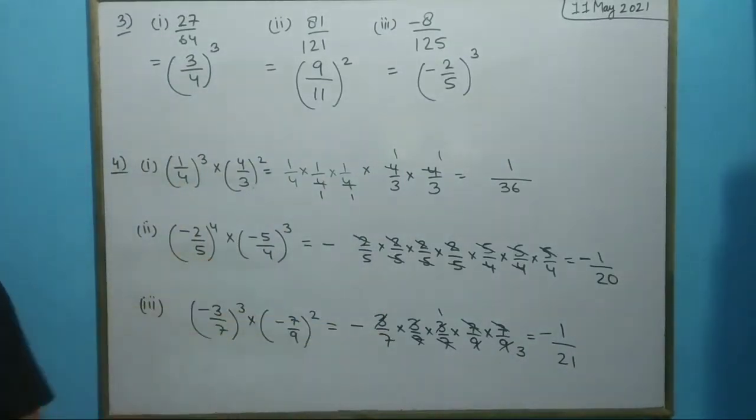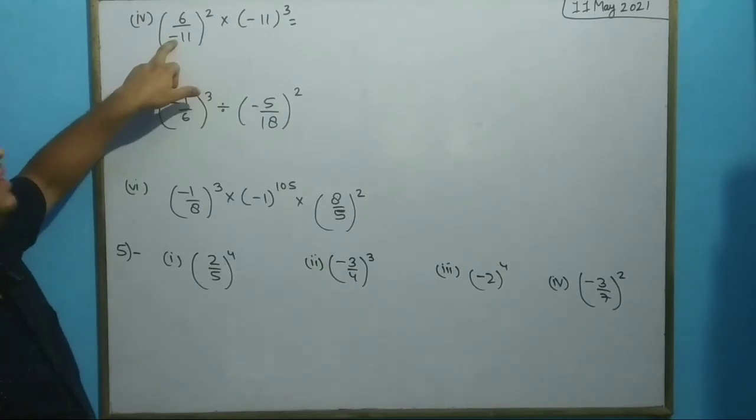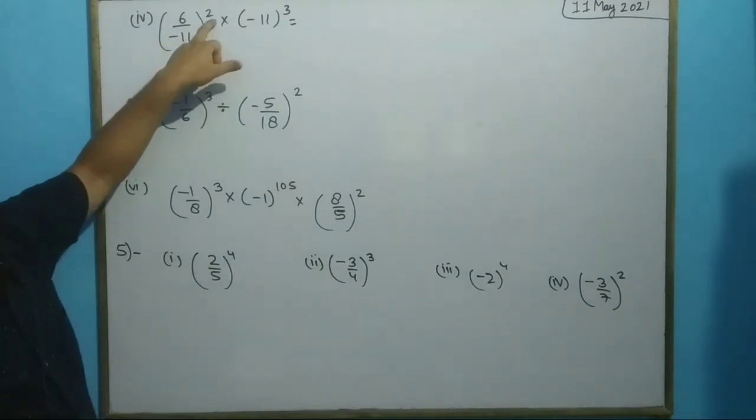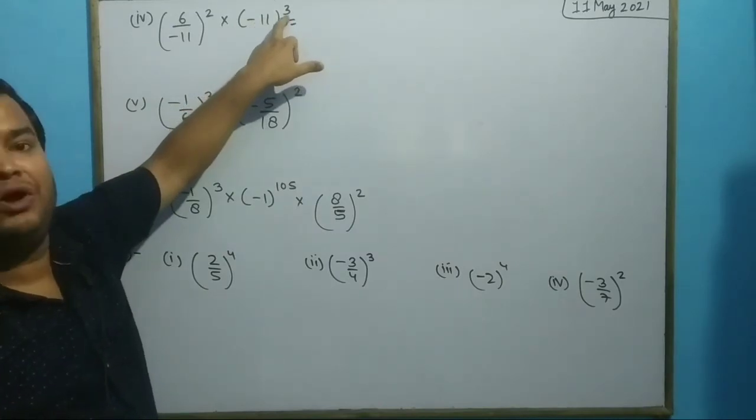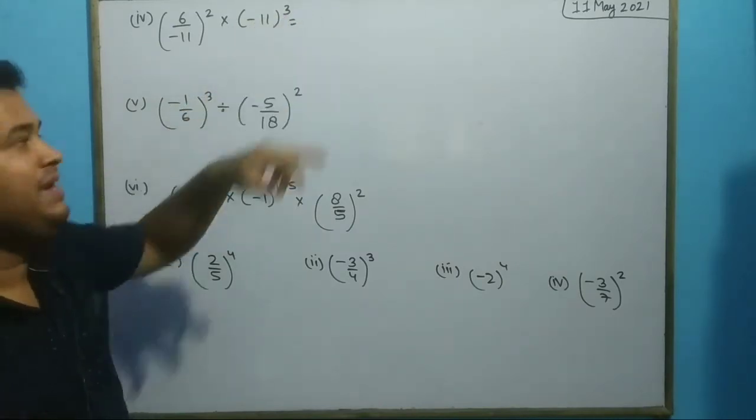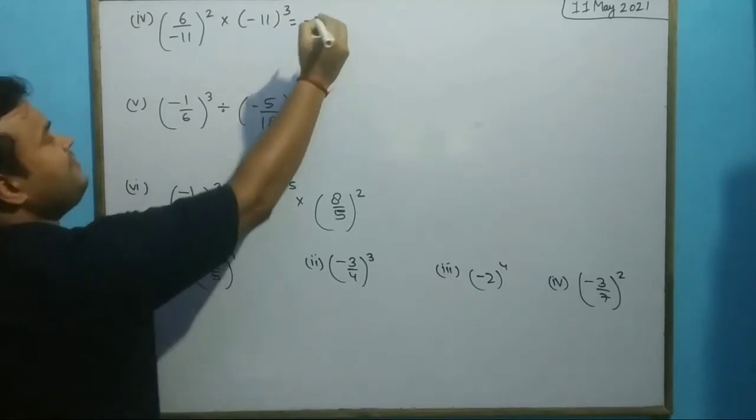Let us see the left questions. Okay. Negative raised to the power 2 will be positive. Here negative raised to the power odd number of times will be negative. So the final answer will be negative.